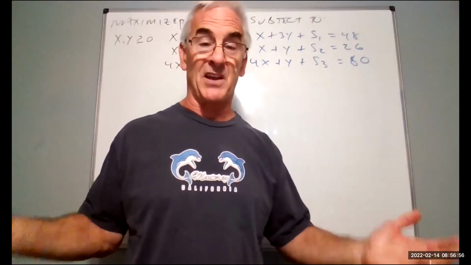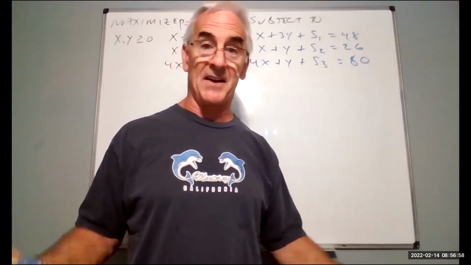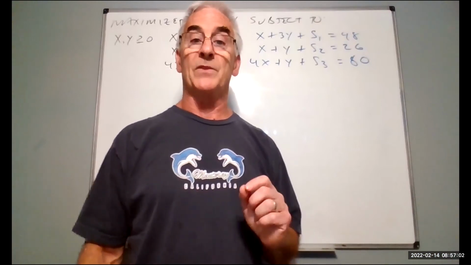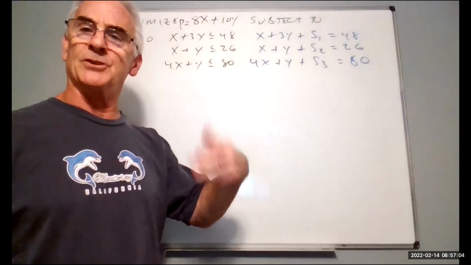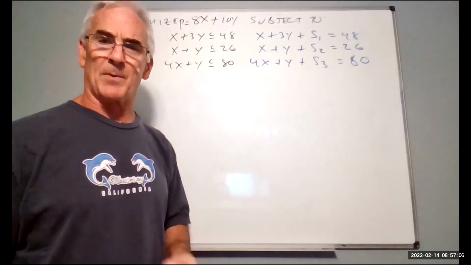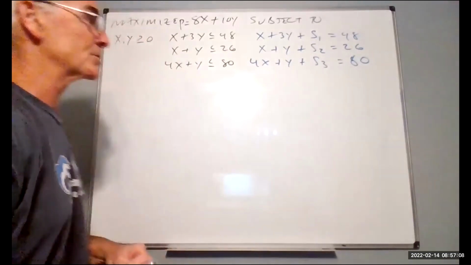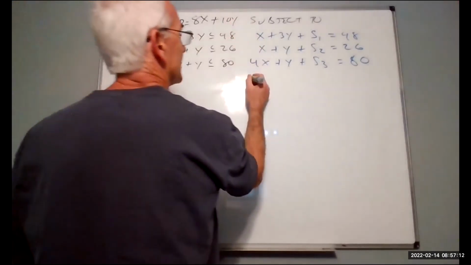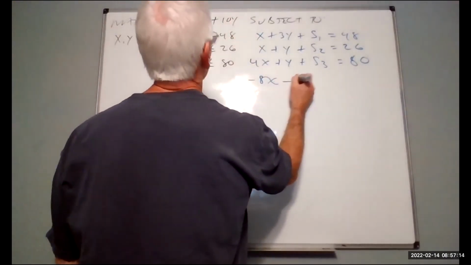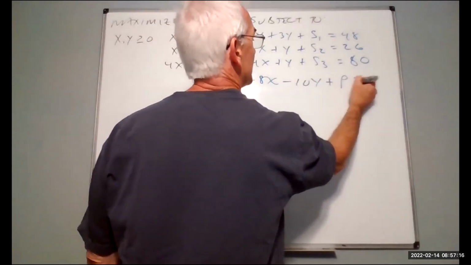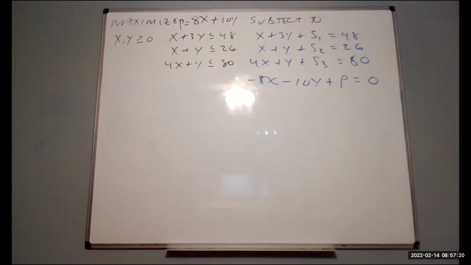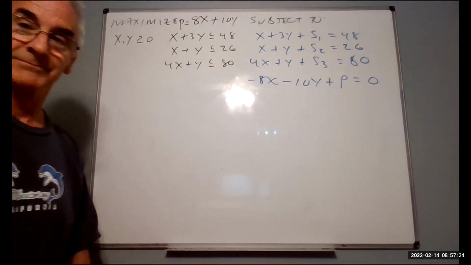In fact, the more variables I have, the more inequalities I have, the more likely I'm not going to use up all of my resources. So the slack variable would be kind of like the unused resource. That's a generic big picture view. Now, the last thing I'm going to do is rewrite this as negative 8x, negative 10y plus p equals 0. And we're going to create a matrix from the system of equalities now, okay?